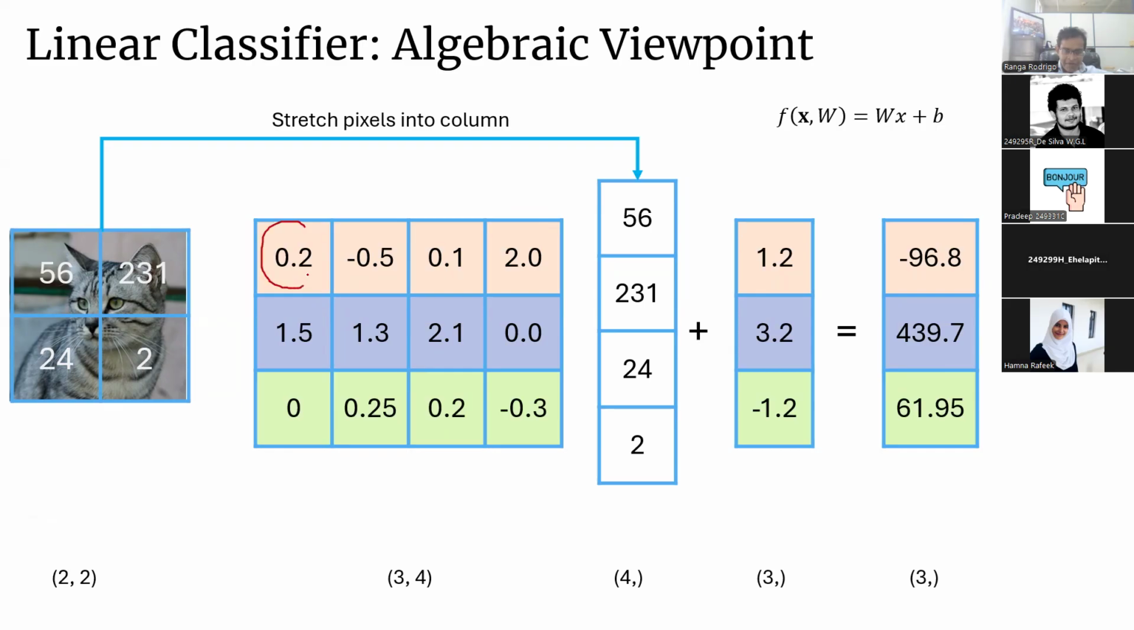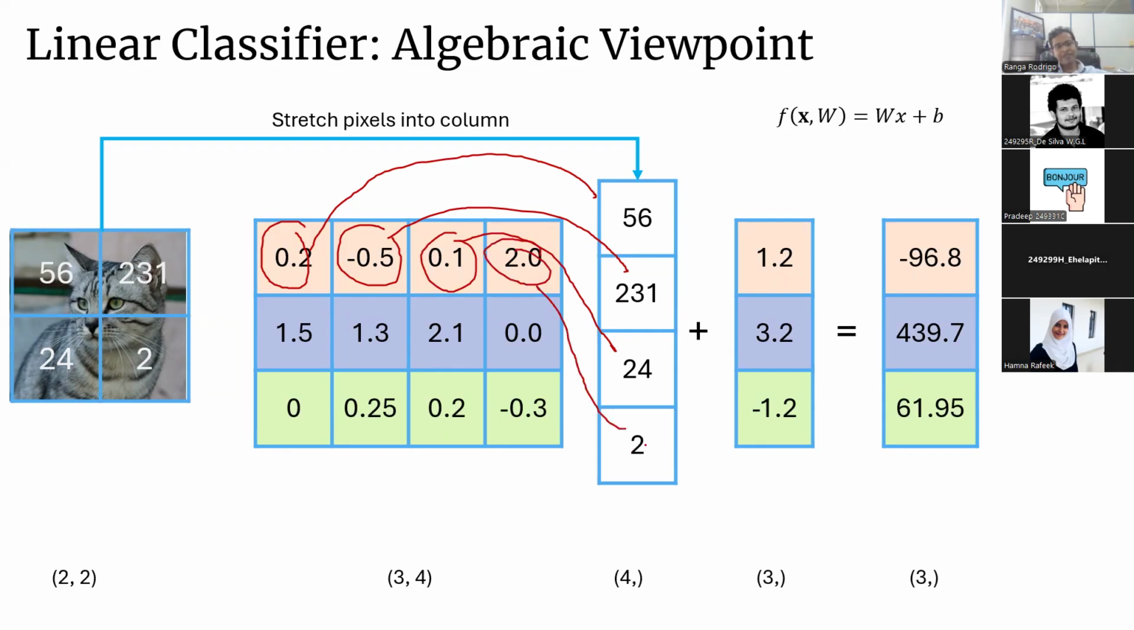This 0.2 multiplies this 56. This minus 0.5 multiplies this 231. This 0.1 multiplies this 24. And this 2 multiplies this 2. And then you add this bias and you will get minus 96.8. If you like, you can use a calculator and do it. I think these numbers are correct.